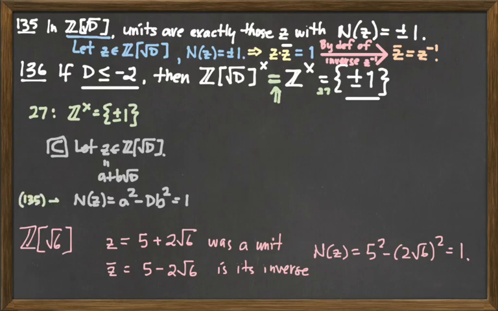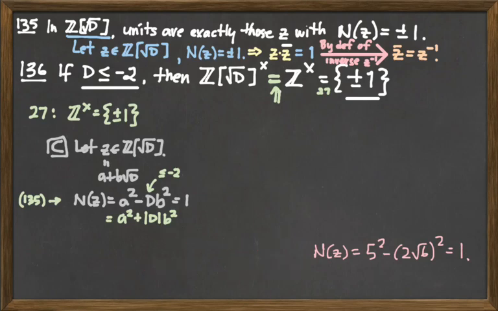Now, because d is less than or equal to negative 2, we can say that a squared minus d b squared is equal to a squared plus the absolute value of d b squared. And then we used a contradiction. So we said, let's assume that b is not equal to 0. Then the absolute value of d b squared must be greater than the absolute value of d, which is greater than or equal to 2.